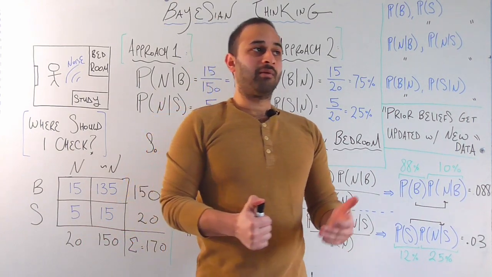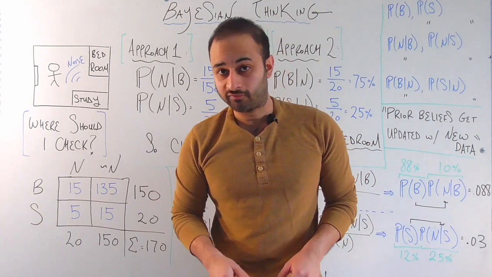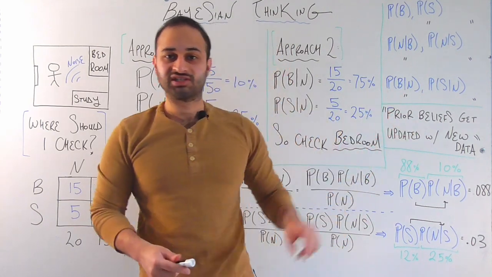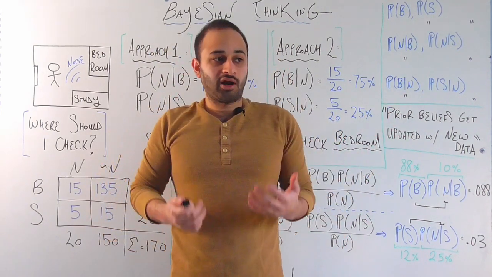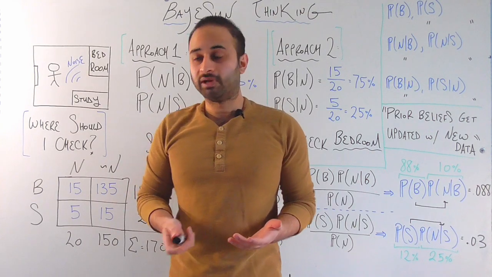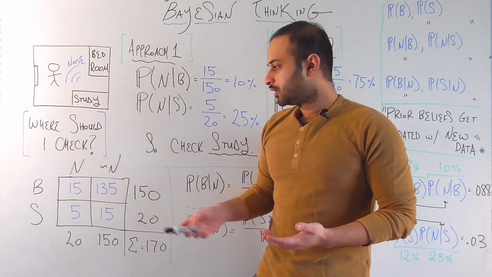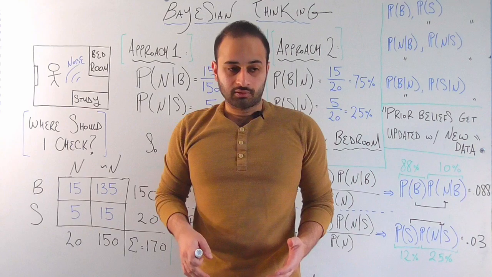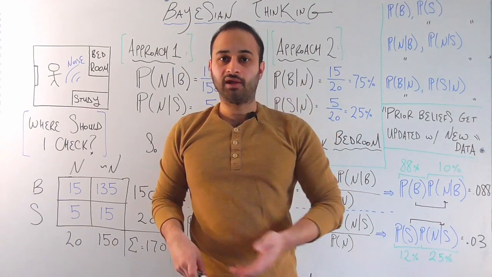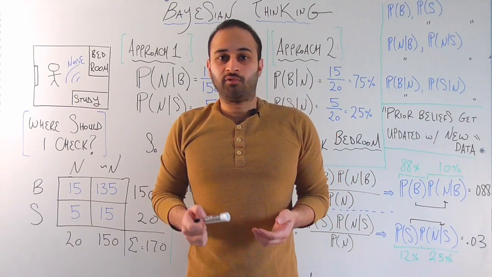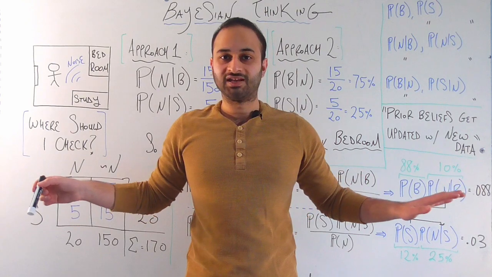So this is my prior belief. I'm using that word prior very much on purpose, but we'll get to that in just a second. But this is my prior belief about where my phone is based on past data. This is saying that if I just walk in the door, I don't even call my cell phone yet, what is the probability my phone is in the bedroom without observing any data?